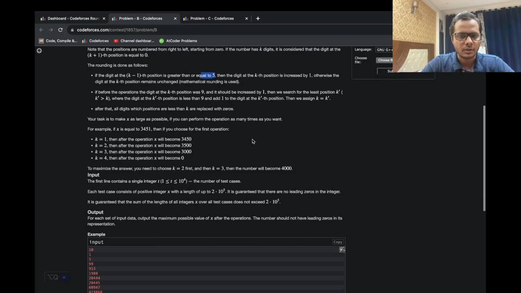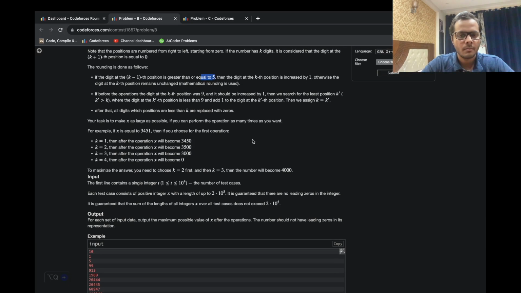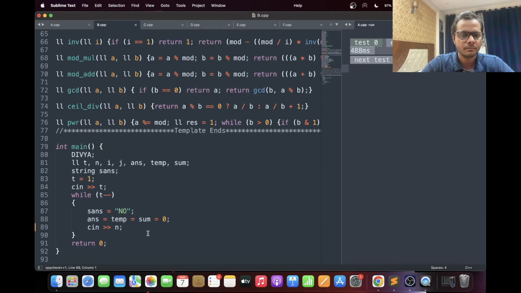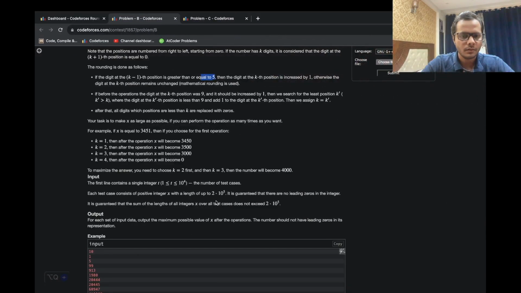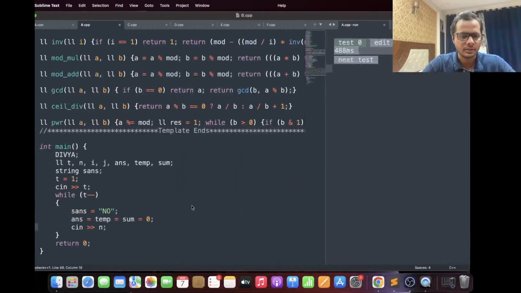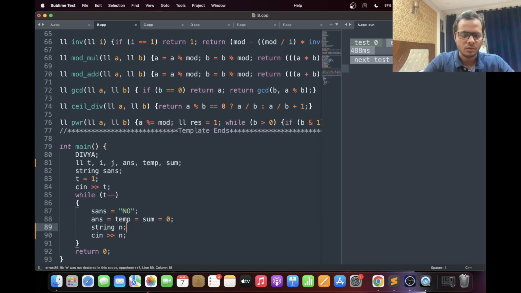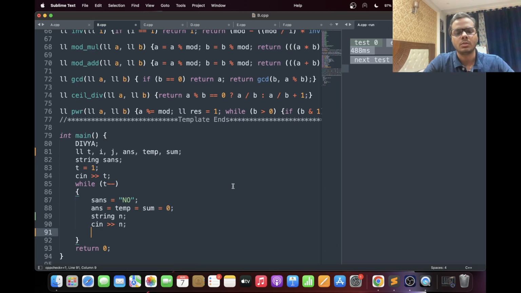Right, that makes sense. Cool, so let's just implement that. So we'll get a number x, so let's just say that it is n and it's a string. So we have this number, okay. So what we'll do is we'll find the first position where we have a digit which is greater than or equal to 5, okay.